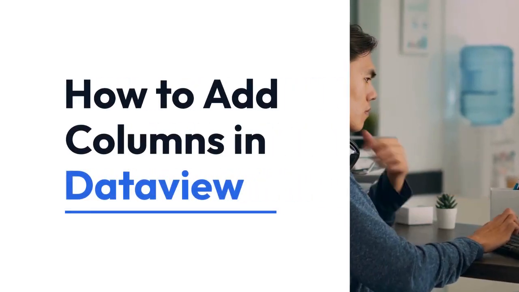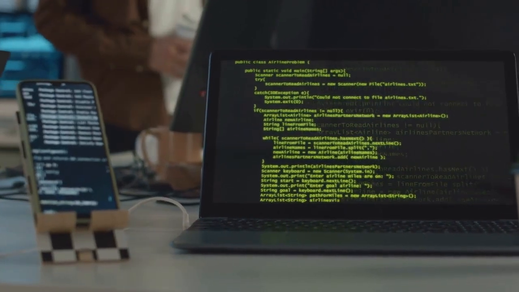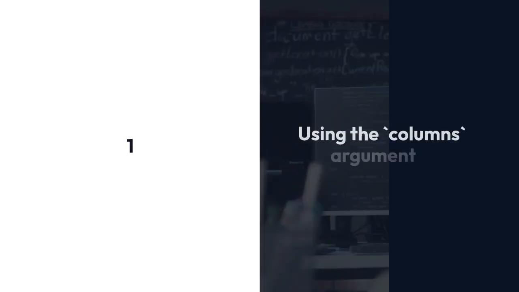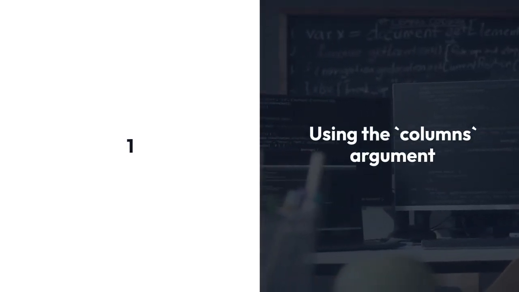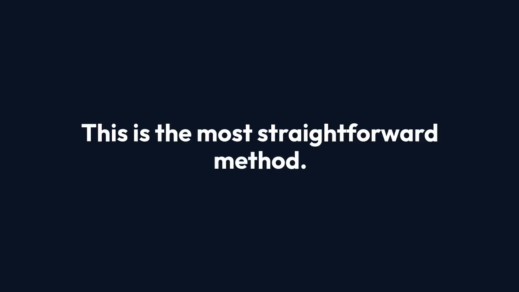We're explaining how to add columns in Dataview. This is a powerful feature that allows you to organize and display your information more effectively. There are several ways to achieve this, depending on your needs. 1. Using the columns argument. This is the most straightforward method.